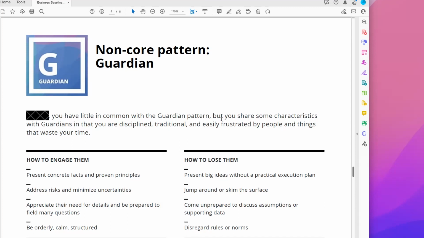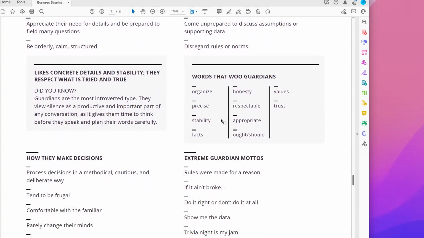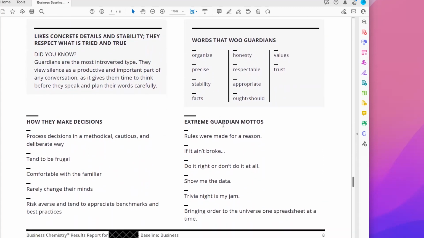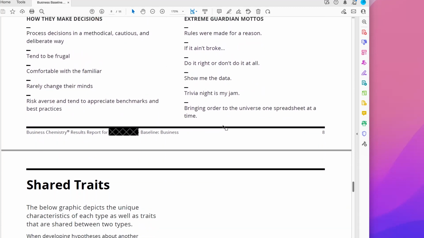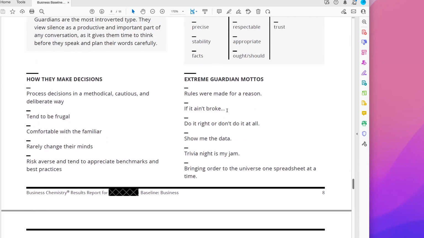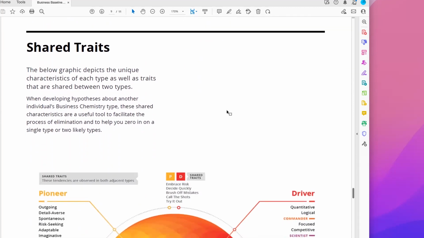So it says you have little in common with the guardian pattern, but you share some characteristics with guardians, in that you are disciplined, traditional, and easily frustrated by people and things that waste your time. Okay. So again, how to lose them, how to engage them, how to woo them, how they make decisions, what their mottos are. Okay. Get all that in the heat of the moment. Yeah. All right. So far, I don't know that I've seen anything distinctive.